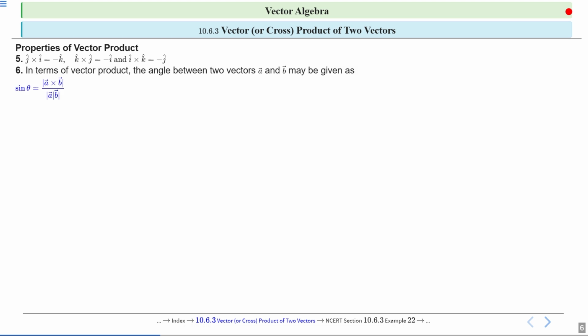So part 6, in terms of vector product, the angle between two vectors A vector and B vector may be given as sin theta is equal to magnitude of A vector cross B vector upon magnitude of A vector into magnitude of B vector. Part 7, for any two vectors A vector and B vector, A vector cross B vector will be equal to minus of B vector cross A vector, right?